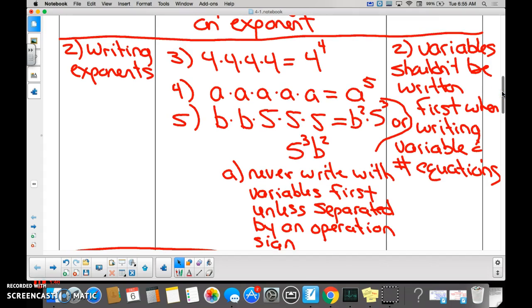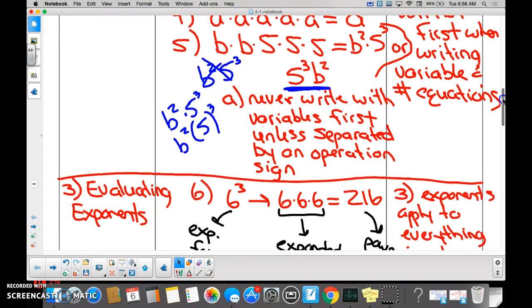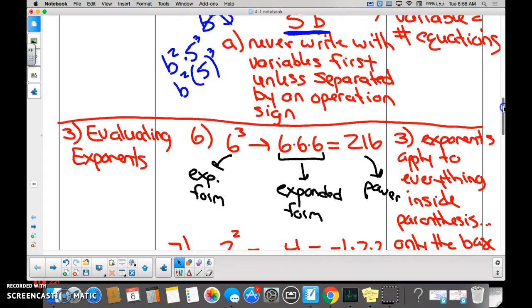Just be very careful on a problem like number 5 that if you're going to write it without a symbol, you put the number before the variable. So 5 to the third b squared is totally acceptable. What's not acceptable is b squared 5 to the third. That would be incorrect. The only way to make that correct is you could go b squared times 5 to the third. You could go b squared parentheses 5 to the third. In this case, there's no negative, so it doesn't really matter where the exponent is, which we'll talk about in a second. Number A, our letter A, 5a explains that.